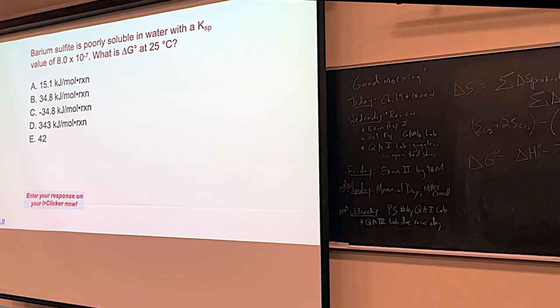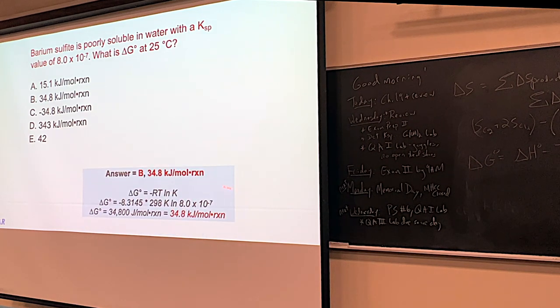And then finally, this is just another Ksp delta G kind of thing. Delta G equals minus RT natural log of K. They give you Ksp, you want to find delta G. R is the 8.3145 number that we've used a lot, and use the Kelvin temperature. The number comes out initially pretty big. People usually turn it into kilojoules, and we're good to go.